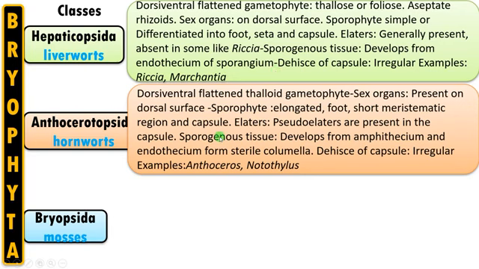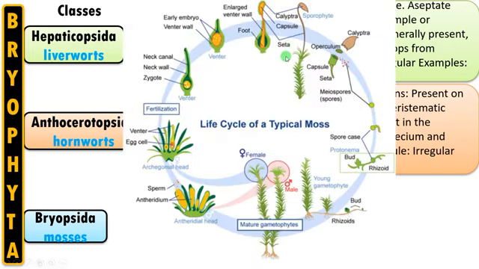Now let us see the most advanced group among bryophytes, the Bryopsida or the mosses. So this is the life cycle of a typical moss. As you see, this is a male gametophytic plant and this is a female gametophytic plant. Leafy, well developed, with well-developed rhizoids for attachment or anchorage and absorption. Then antheridium and archegonium are there as sex organs. Antheridium forms the male gamete, sperm, whereas archegonium forms the female gamete, egg, which undergo fertilization and form the zygote.